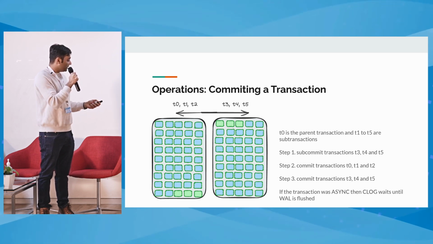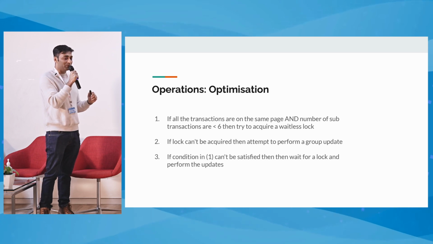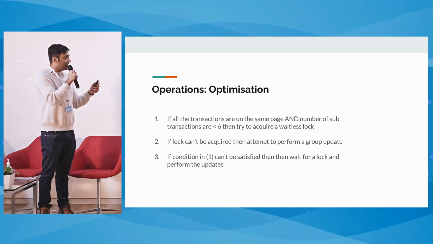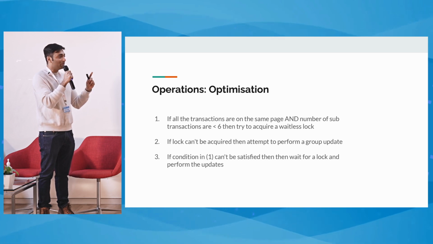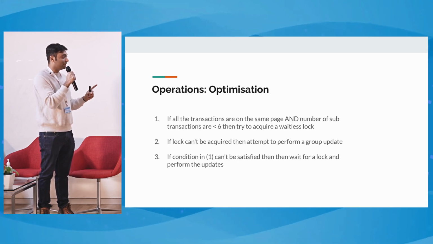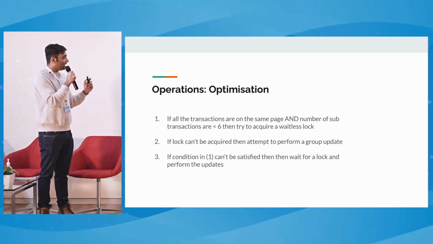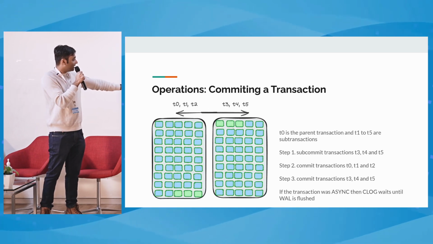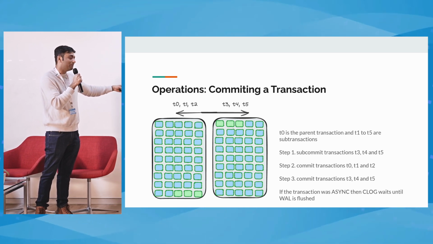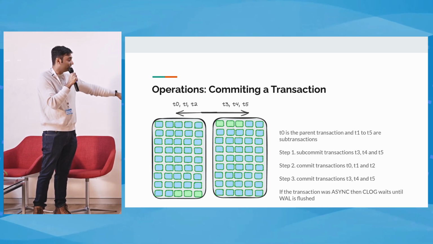So in order to optimize things, Postgres uses some heuristics. The heuristic is, if I have a number of transactions which are less than 6, and they all belong to the same page, then let's do it this way. So again, this is my SLRU, simple LRU page, and it is possible that multiple transactions are trying to write on the same page.